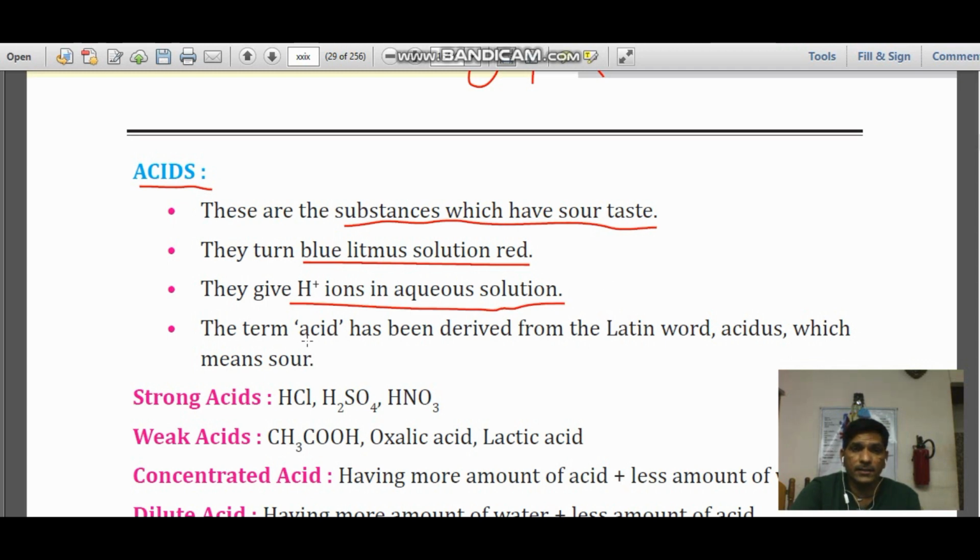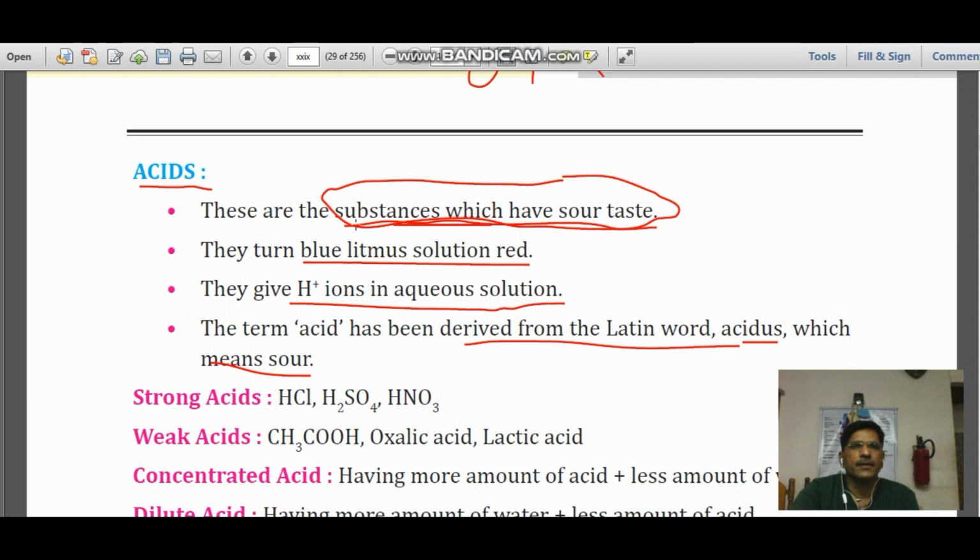And from where is this term derived? It is a Latin word, acidius, which means sour. So there are three important points related with acid. Acids are sour in taste, they turn blue litmus red, and they liberate H plus ion in aqueous solution. So if we add water, it will release H plus. And the word acid comes from the Latin word acidius, meaning sour.